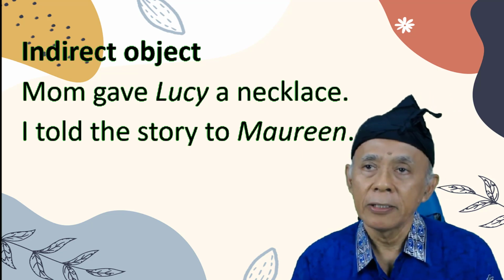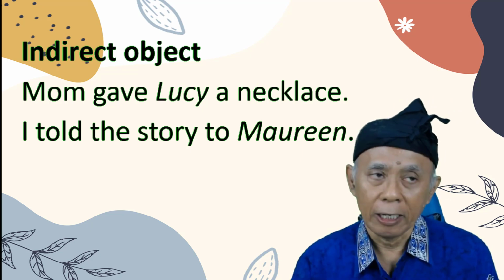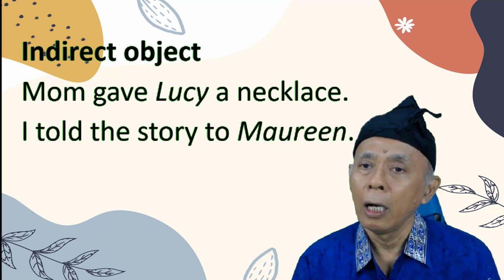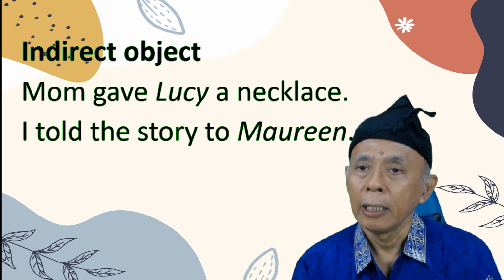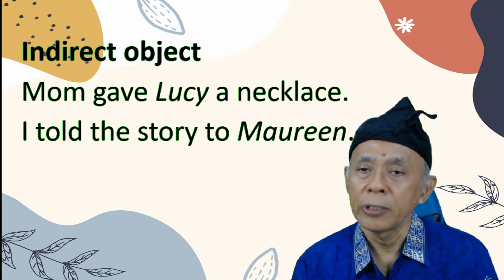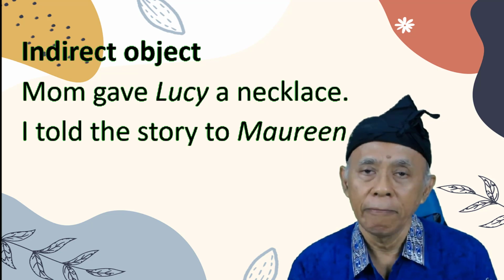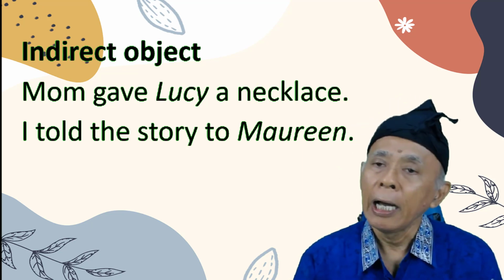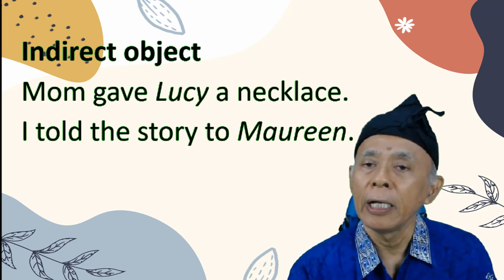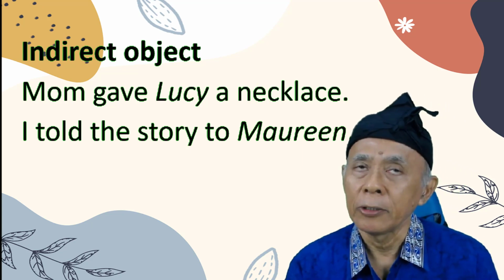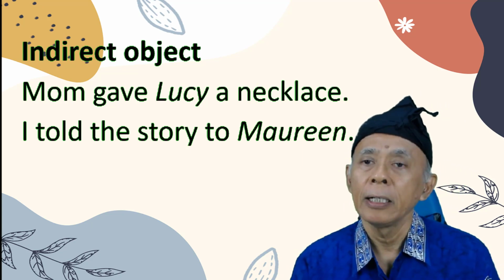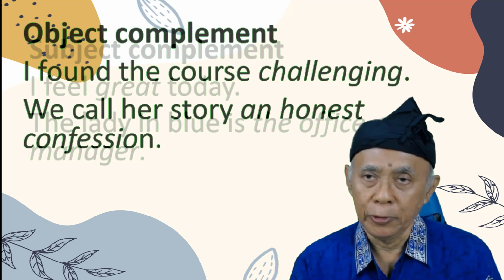A necklace is the direct object, and Lucy is the indirect object. It's the person who benefits from the giving action. I told the story to Maureen. Maureen is the person to which the story is directed, so Maureen here is the indirect object.